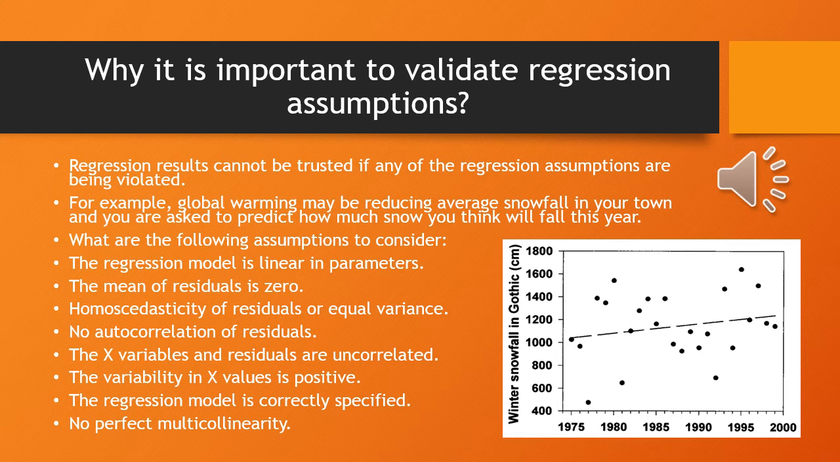This includes the regression model being linear in parameters, the mean of residuals is 0, homoscedasticity, meaning the residuals have equal variance, no autocorrelation of residuals, the x variables and residuals are uncorrelated, the variability in x values is positive, the regression model is correctly specified, and no perfect multicollinearity.